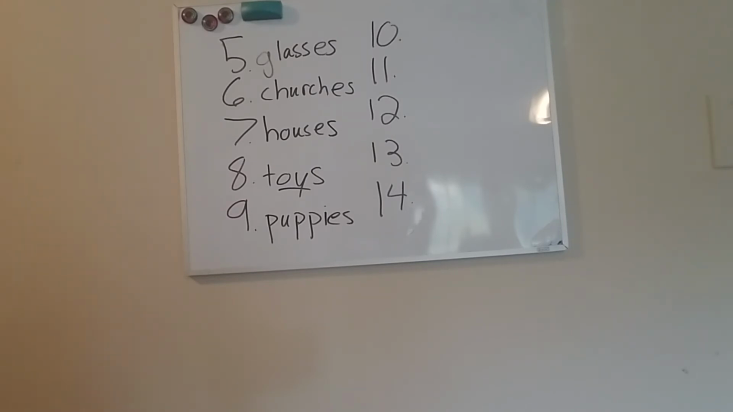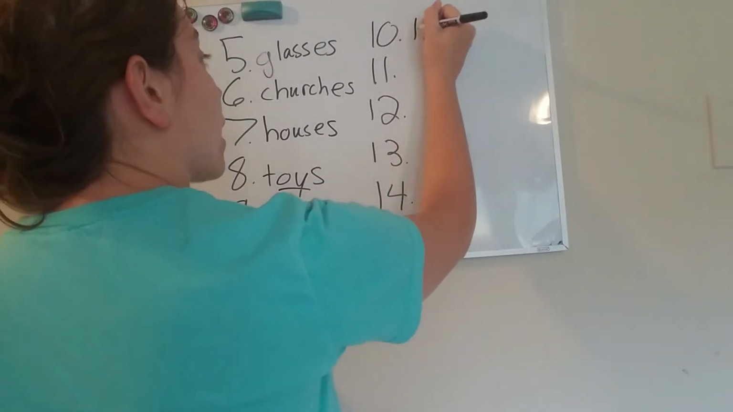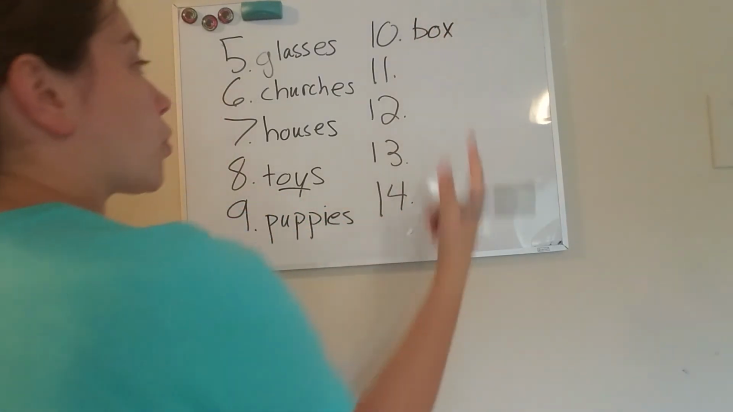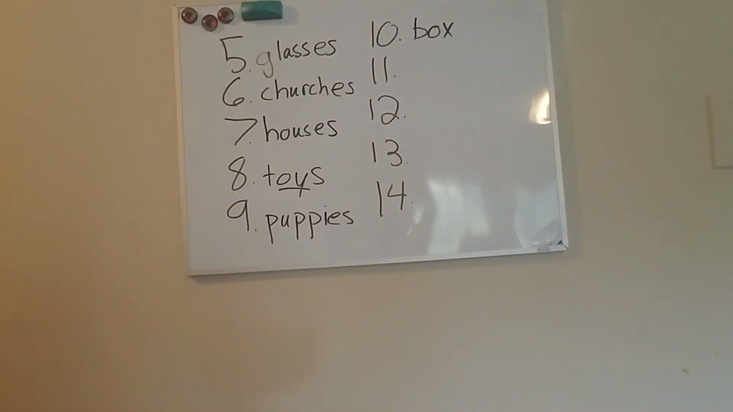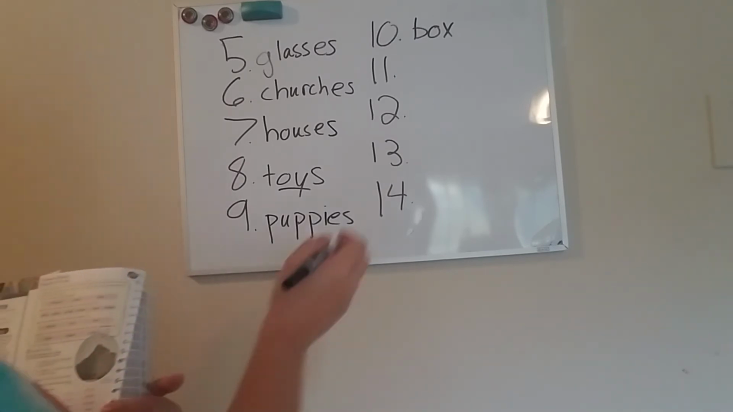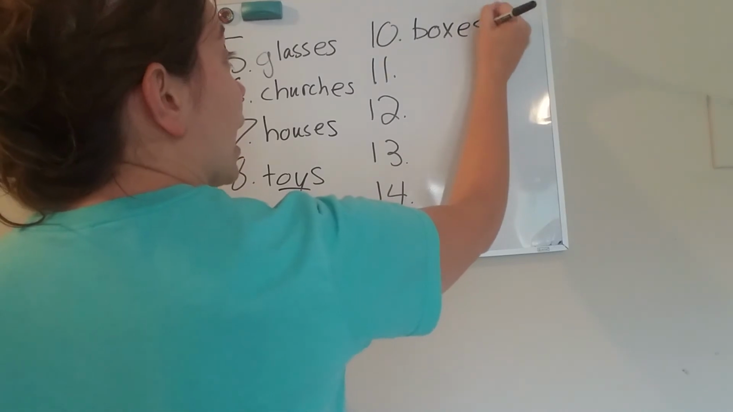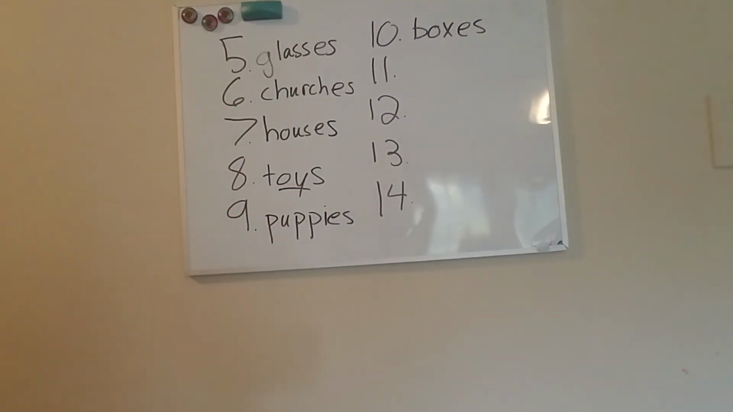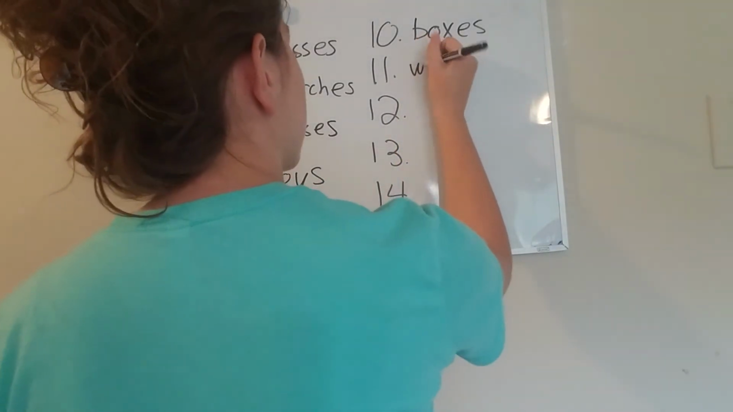Now look at number 10. Number 10 is the word box. I remember a rule that if it ended with an X, we had to do something. Everyone look up at the top of the yellow box, and what does it say we need to do if it ends in an X? We need to add ES to get boxes.